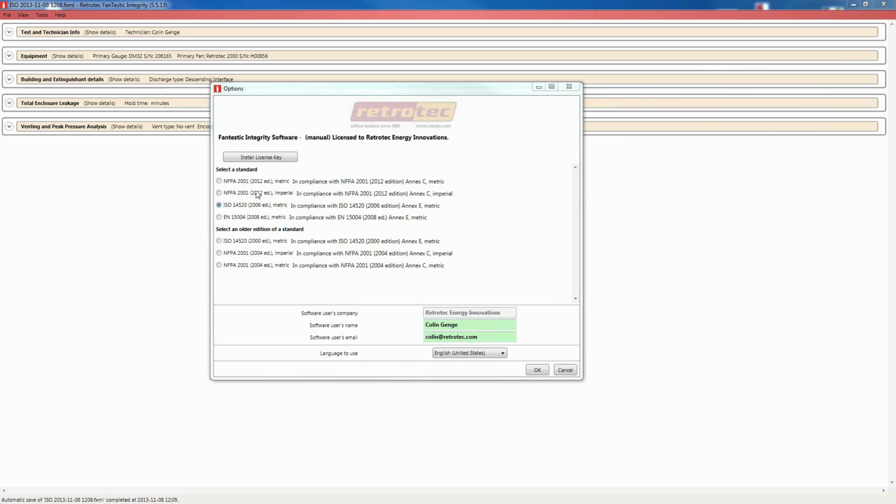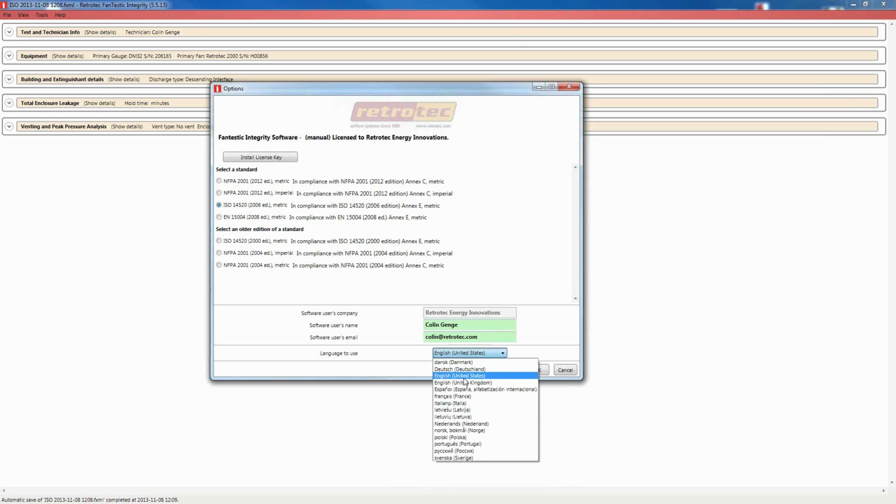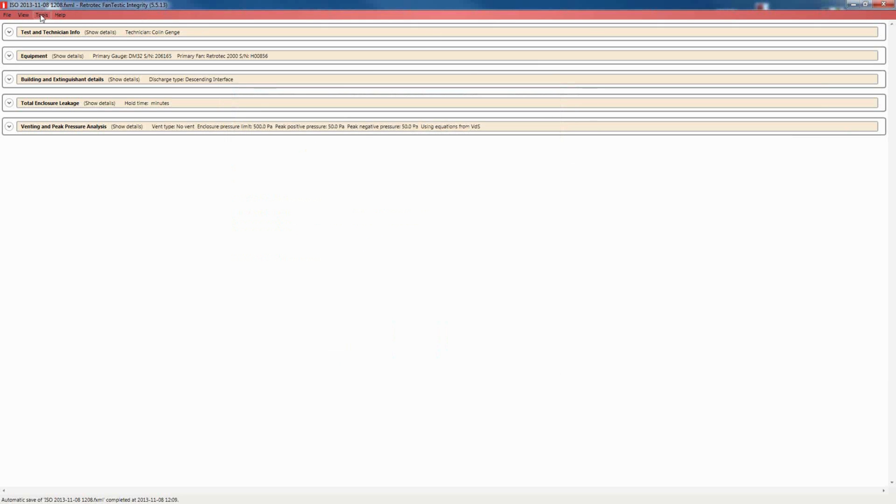Here we have a choice of various NFPA standards and some of the older standards down here. As we develop new ones, you can access those. There's also a language key down here, and these are all the different languages that we have, so you can change the languages in there as well. For those of you that work internationally, it might be useful.